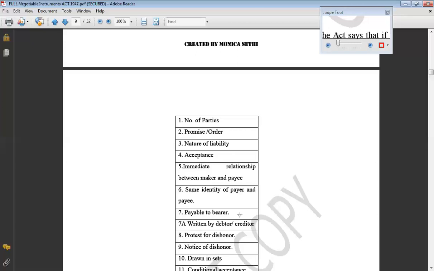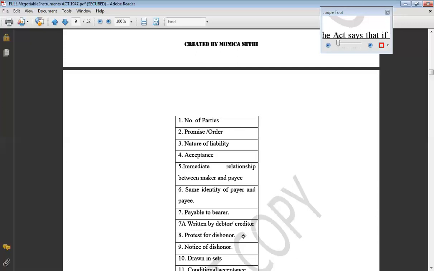Then written by debtor or creditor. Now we know in case of promissory note, the one who has to make payment, that means the debtor, draws that promissory note. Whereas in case of the bill of exchange, the drawer or the maker of that bill of exchange is the creditor who has to get payment from you. He makes an order to you to make the said payment.